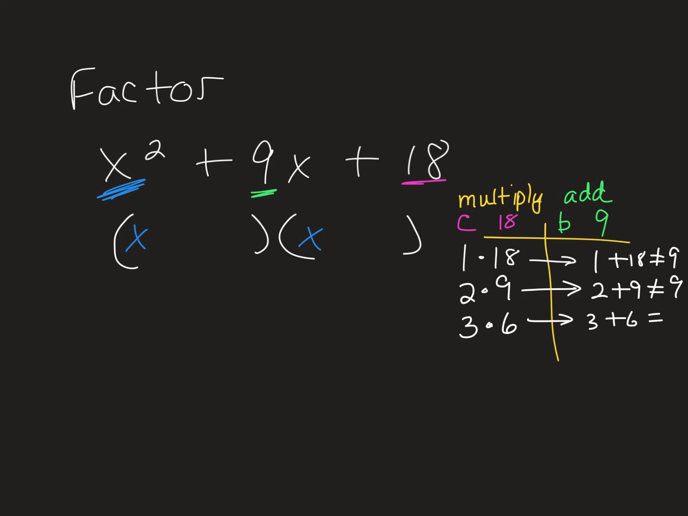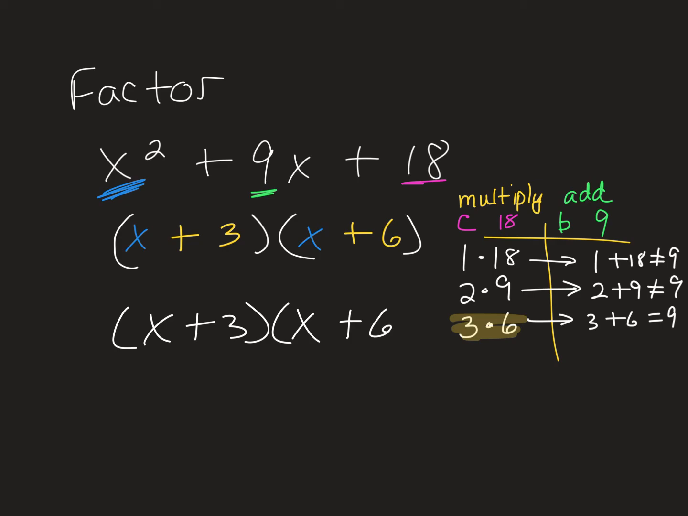Sorry, I don't know what is happening with my handwriting today. So 3 plus 6 are the magic numbers because they do multiply to get 18, but they also add to get 9. And they're both positive because a positive 3 times a positive 6 gives you that positive 18. And a positive 3 plus a positive 6 adds to get 9. So that's why we know it's x plus 3 and x plus 6.